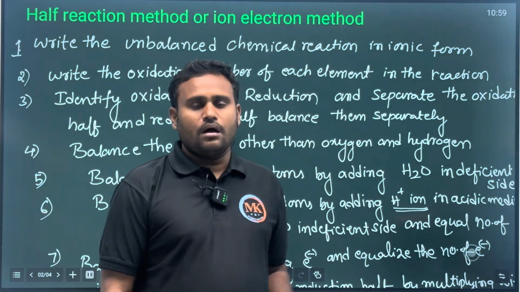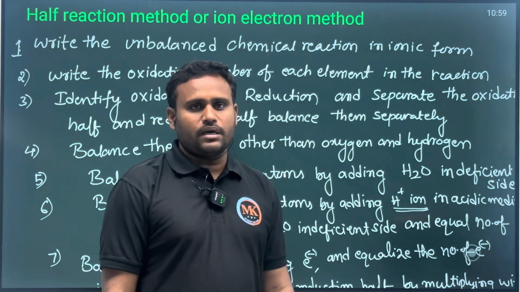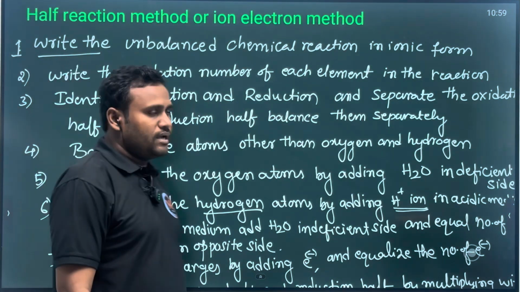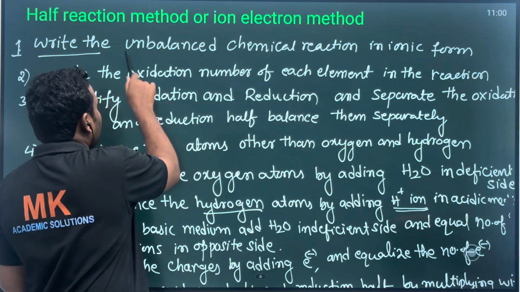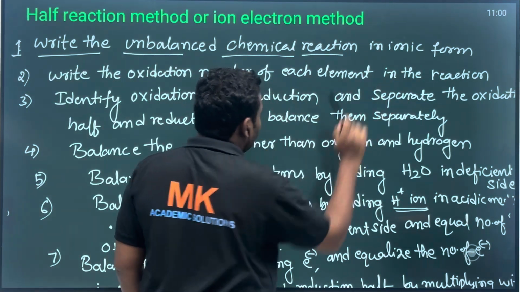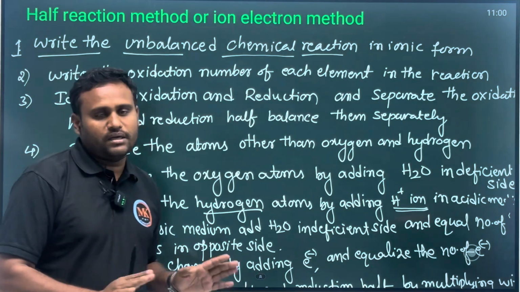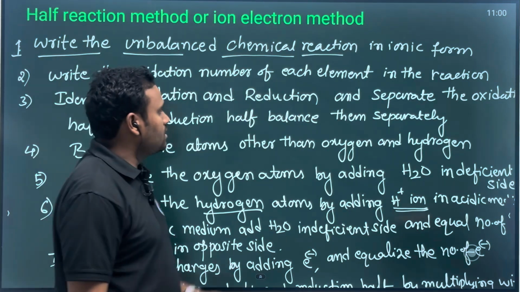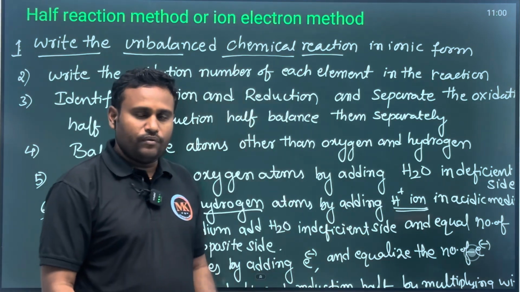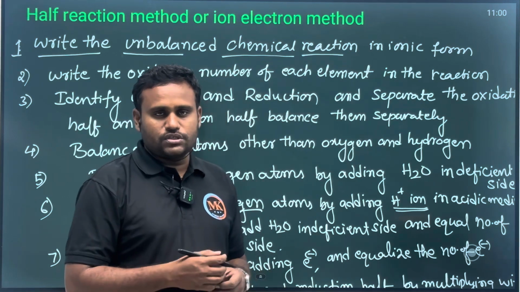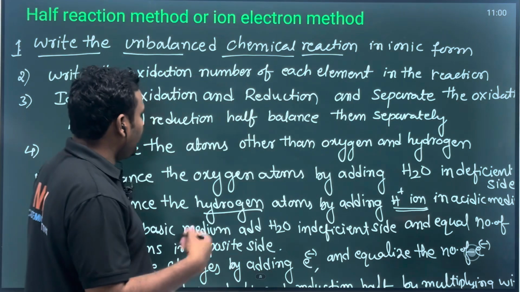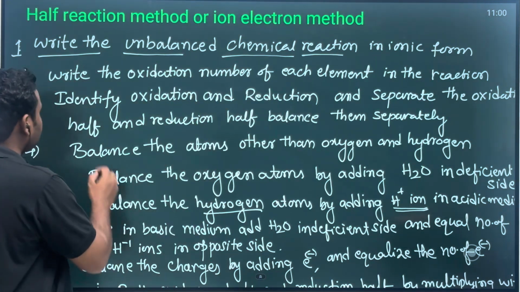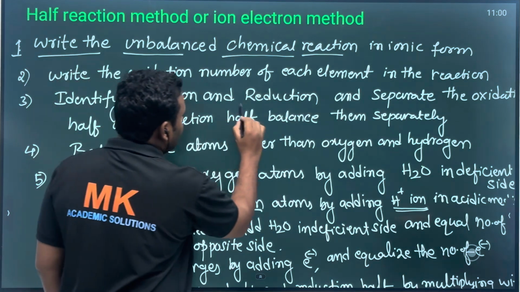So in this method, how are we going to balance a redox reaction? First, write the unbalanced chemical reaction in ionic form. They will give the reaction, and we write the same reaction in ionic form. Then write the oxidation numbers of each element in the reaction. We know how to find the oxidation numbers. Then identify the oxidation and reduction.